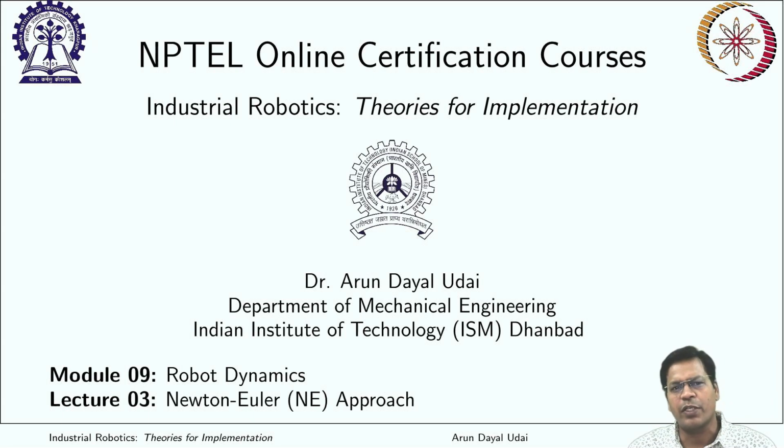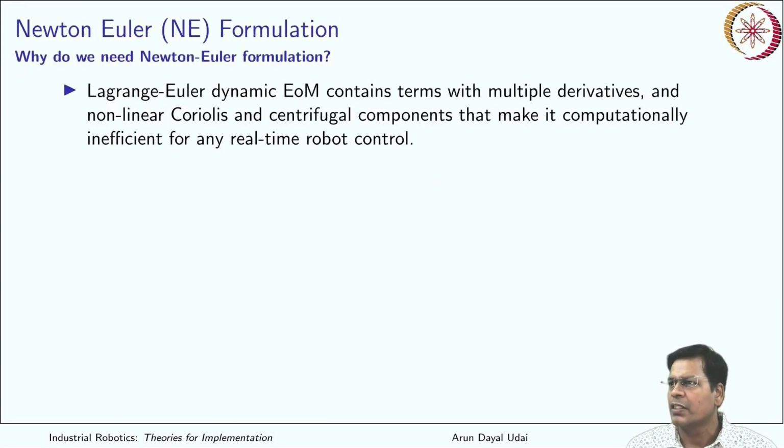However, we'll continue today with one more formulation, that is the Newton-Euler formulation, to obtain the joint torques and forces given the motions of the links and the joints. We'll try to get the equation of motion, the one which we obtained with the Lagrange-Euler formulation. So let us start. Before we begin, let me see why we need the Newton-Euler formulation. What was the problem with our earlier formulation?